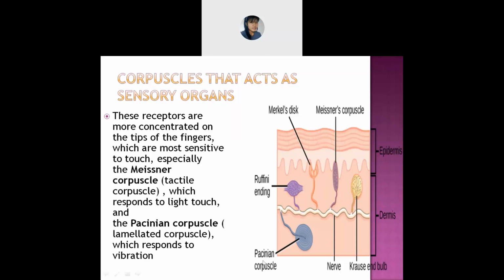Pacinian corpuscles mostly respond to vibration, and Meissner corpuscles mainly respond to soft or light touch. Is it clear, everyone? Yes, ma'am.